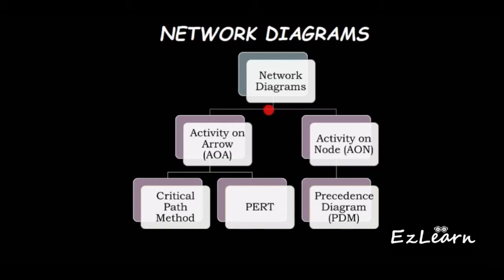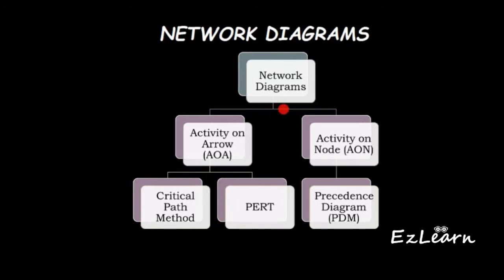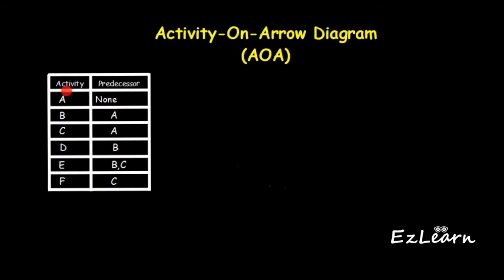This is a small chart on network diagrams. Network diagrams in project management are divided into two parts. They are activity on arrow diagram, also known as AOA diagram, and activity on node diagram, also known as AON diagram. So let's go through this using an example of an activity on arrow diagram for the following activities.